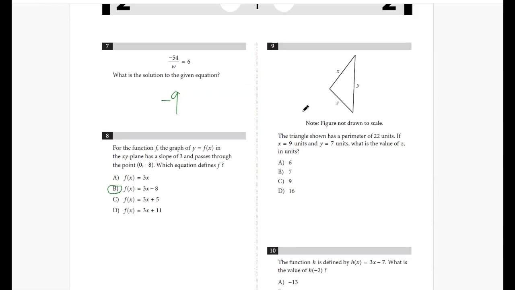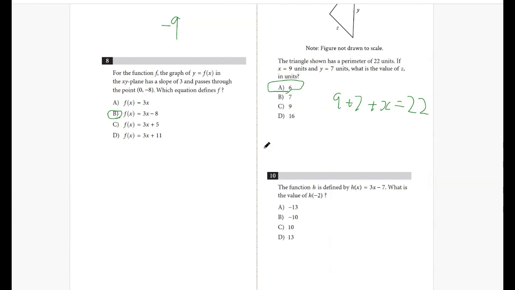The triangle shown has a perimeter of 28 units. If x equals 9, y is 7 units. What is the value of z in units? So what is 9 plus 7 plus z equals 28? Because if you add up all the lengths, you should have the perimeter. And if you solve for z, it's 6. So A is the correct answer.